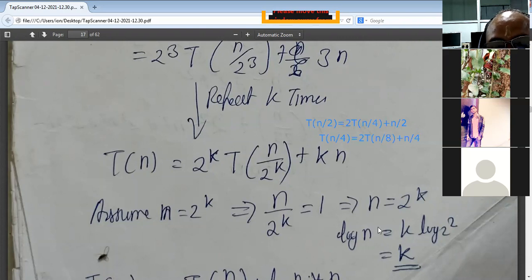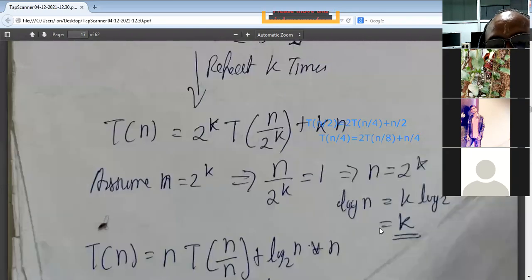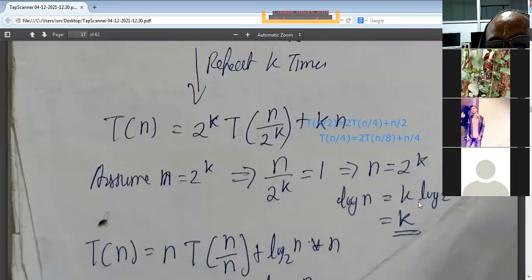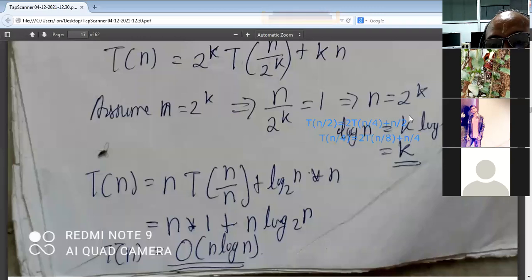That means n is equal to 2^k. Now I want to find out the value of k. If n is equal to 2 raised to k, then the k value will be log₂n. If it were 3^k, then the k value would be log₃n. So the k value is log₂n.